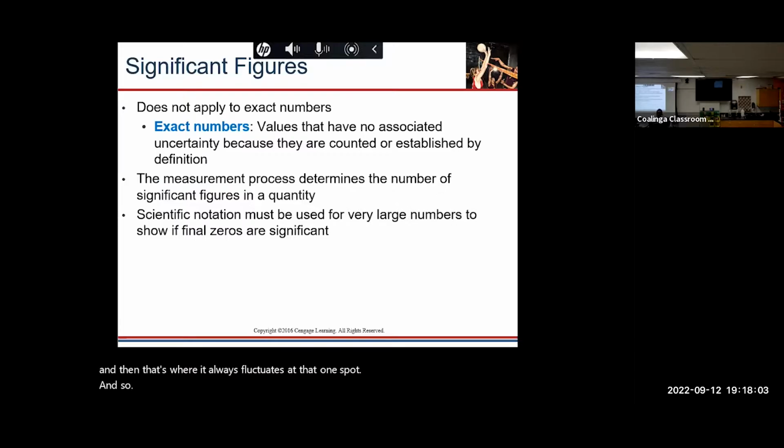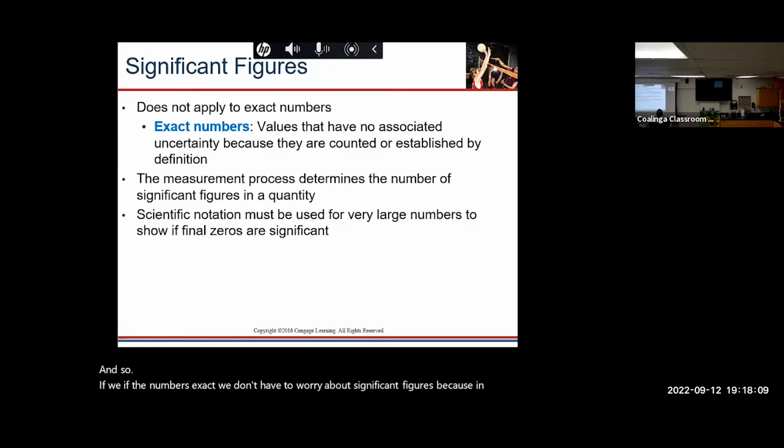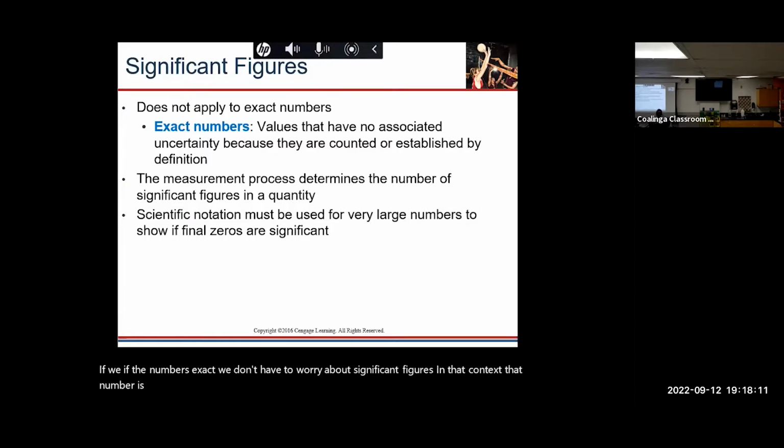If the number is exact, we don't have to worry about significant figures, because in that context, that number is exact. That means we know that every number after that is going to be exactly 0, 0, 0, 0, 0, because it's an exact number. Does that make sense? Yes.